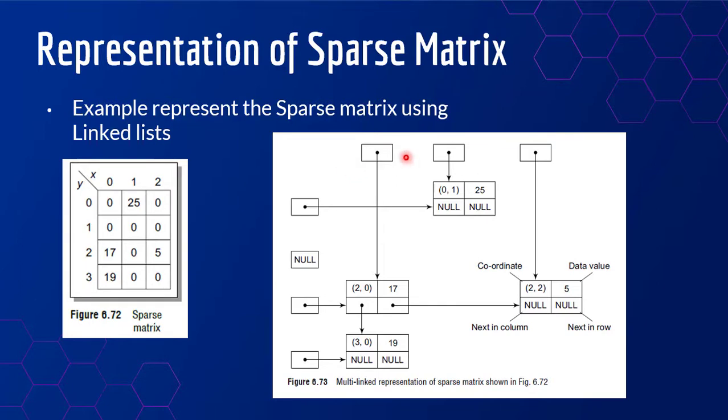So three. So you have to put three column links. And how many rows do you have here? So you have four. So four row links, and now you have to represent the non-zero elements like this, and after doing that you need to interconnect the rows and columns appropriately.